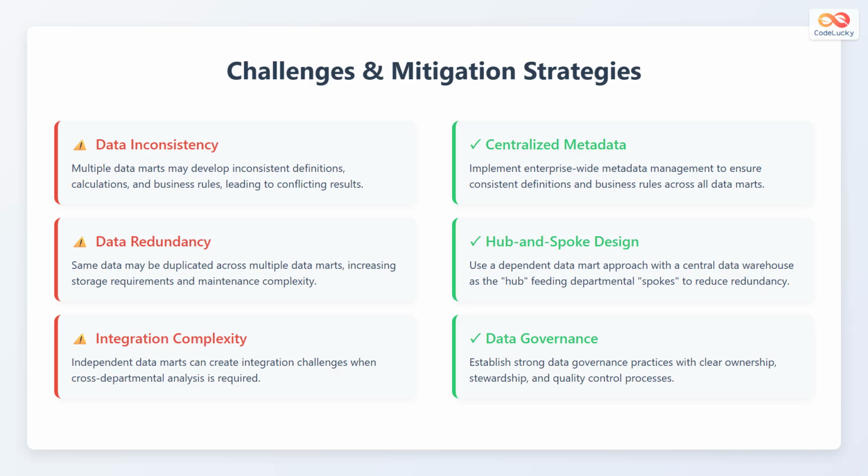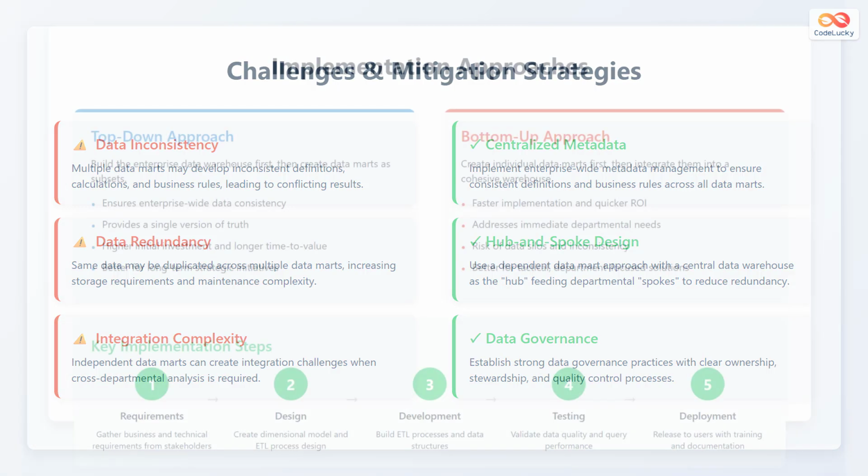To mitigate these challenges, several strategies can be employed. Implementing centralized metadata management can ensure consistent definitions and business rules across all data marts. A hub-and-spoke design, which uses a dependent data mart approach with a central data warehouse as the hub feeding departmental spokes, can reduce redundancy. Finally, establishing strong data governance practices with clear ownership, stewardship, and quality control processes can ensure data accuracy and consistency.